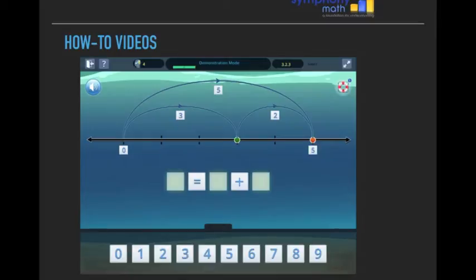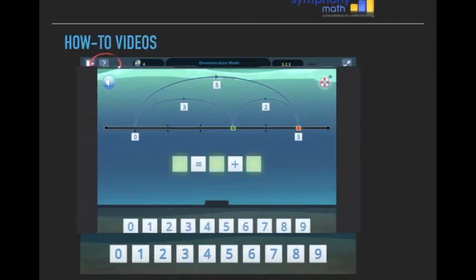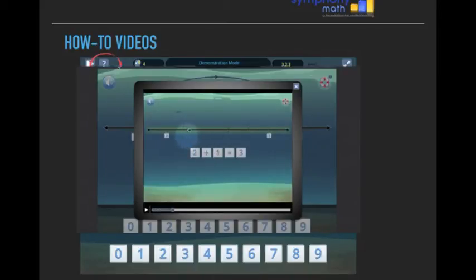Symphony videos are a great new feature. If students feel stuck in a problem or don't quite understand how to use the manipulatives, have them push the question mark at the top, and they can watch a question being answered for them. It might not be the same exact question, but it'll be a similar question.